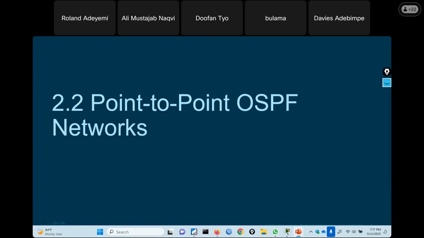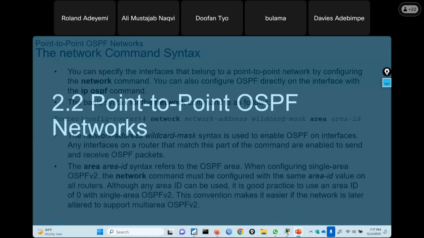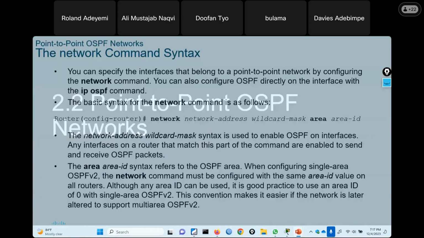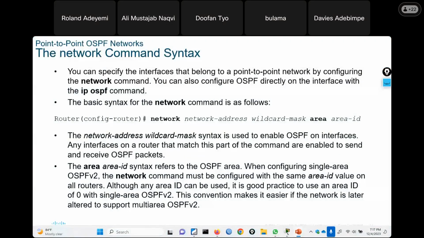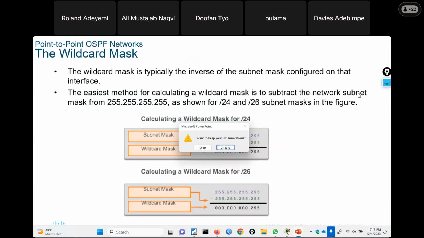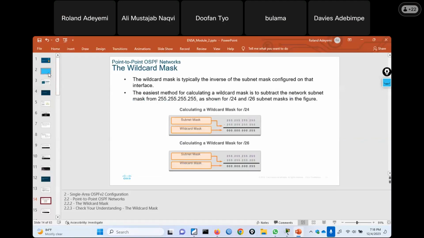So the next thing to talk about here is point-to-point OSPF networks. I've talked about this in the last class, and I'm going to repeat that again. Let me show you something here. Let me explain something to you.